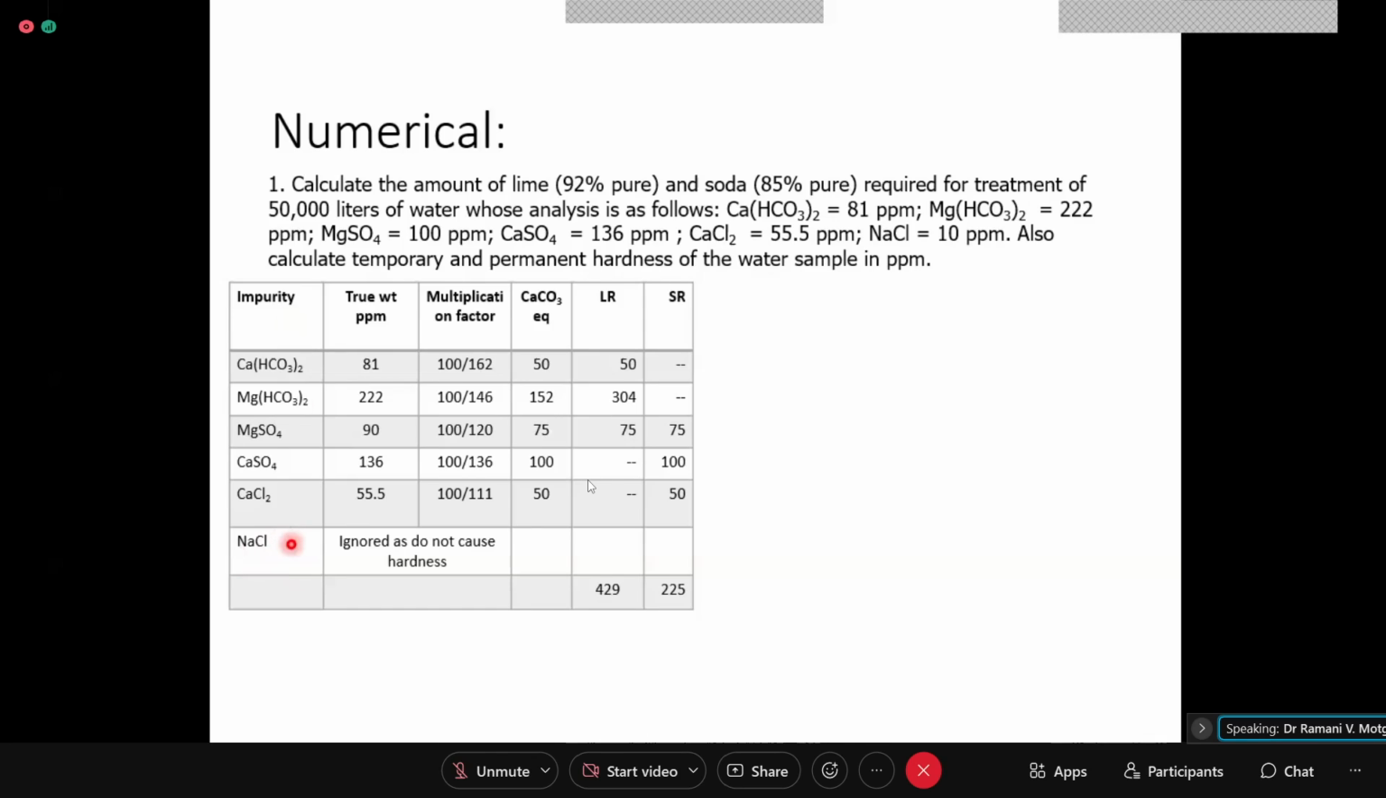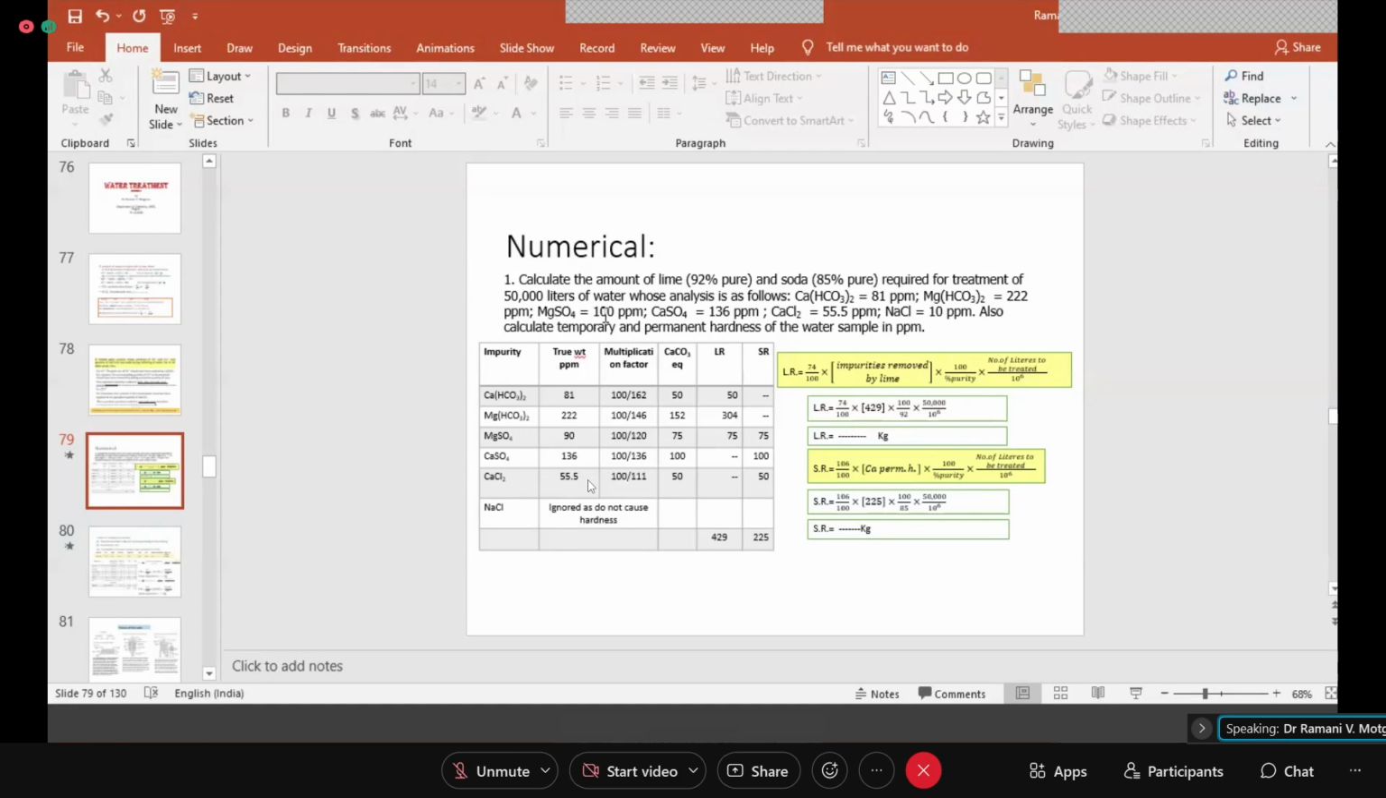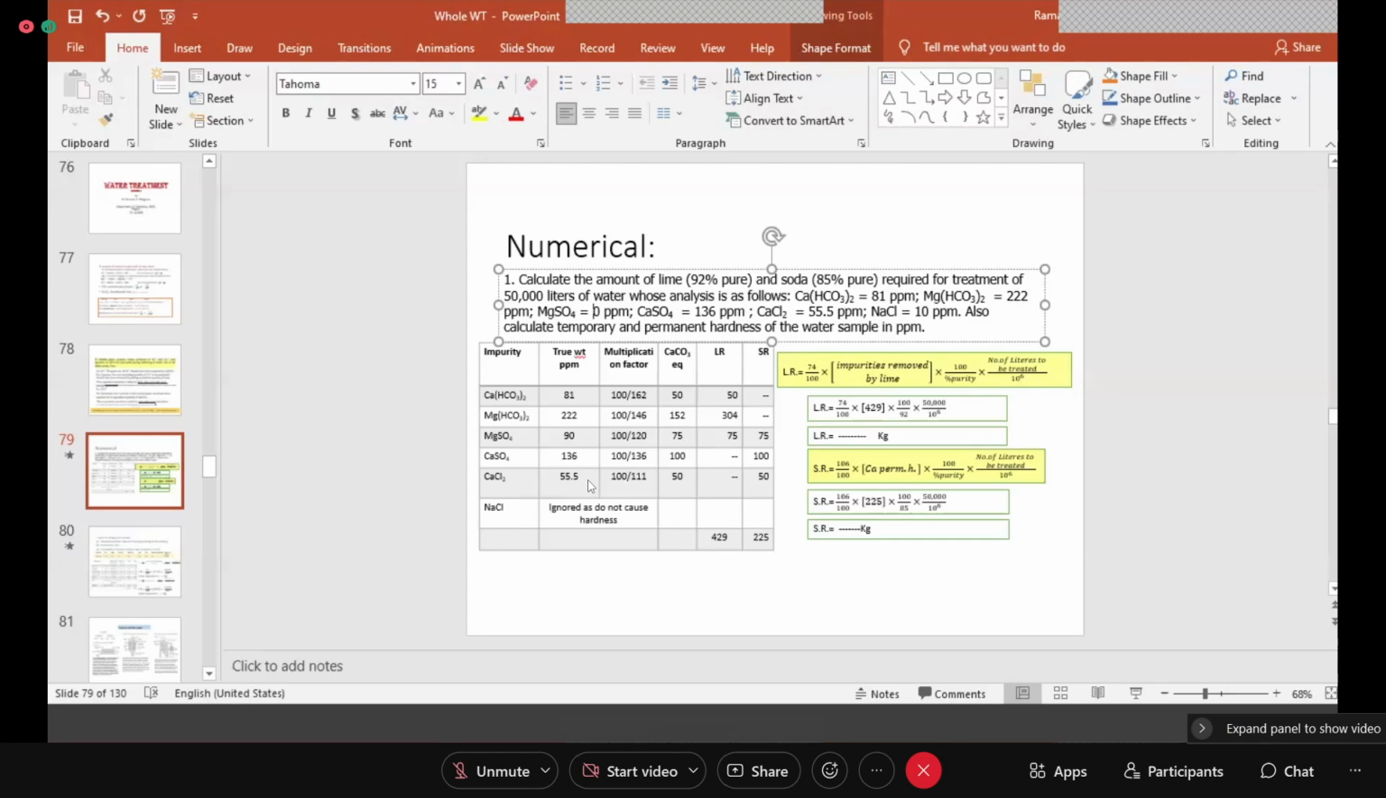Okay. Now, what has to be done? The true weight of these impurities is given here, as 81 ppm. So we write it in ppm if all are expressed in ppm. We write this as true weight of impurity in ppm. So 81 for calcium bicarbonate, 222 here, and for magnesium sulfate, wait a minute, we'll make this 90. Change this to 90, because the numerical might have been calculated considering it as 90. 136 is okay, 55.5 is also okay.